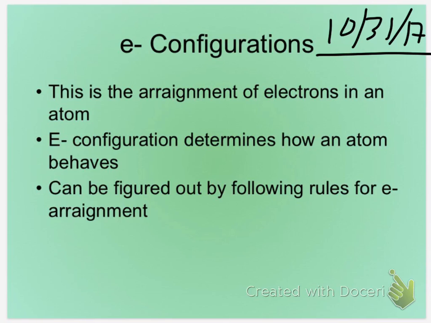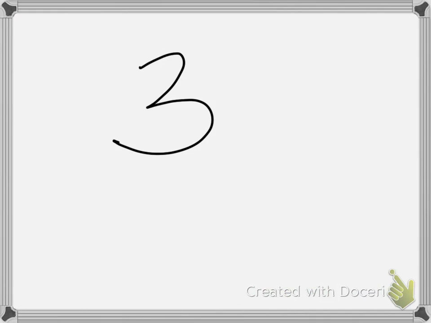But it's like learning to ride a bike. You have to learn the hard way. You got to drive into the ditch a few times. So we're going to learn the long way first. There are 3 rules that govern electron configurations. So we're going to go through each one of them.